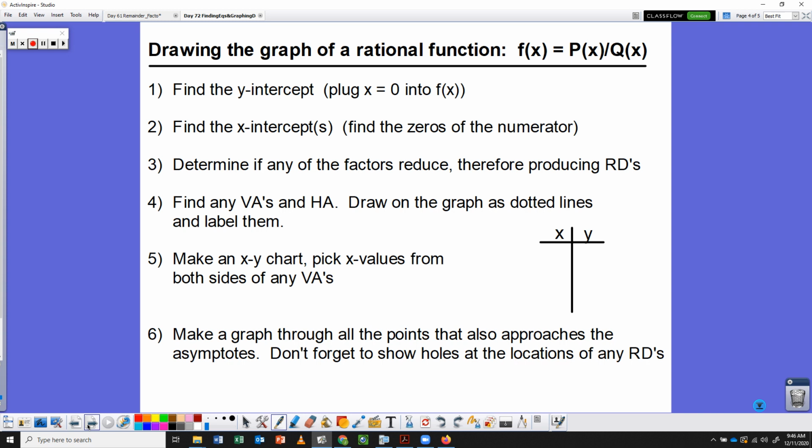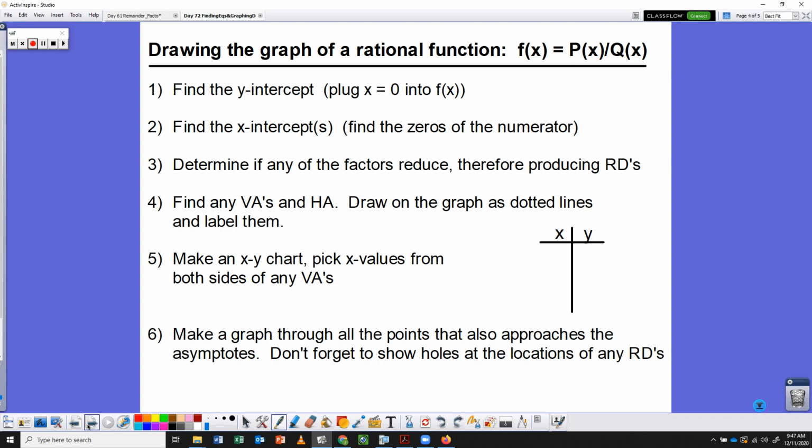Once you've picked those numbers in the x column, you have to find the y values that go with them in the right-hand column. So 6th and final step, you're going to make a graph that goes through all the points that are in your chart and also approach any asymptotes that you have drawn on your picture.